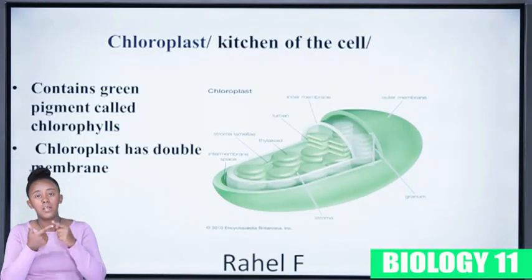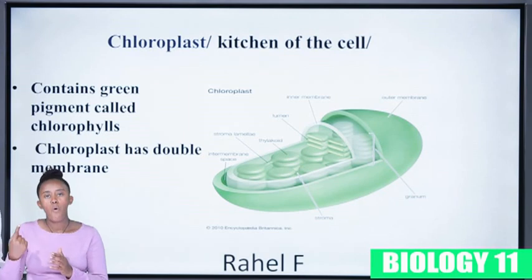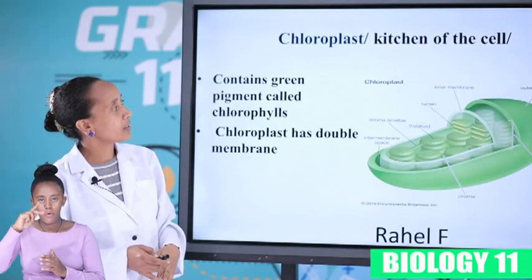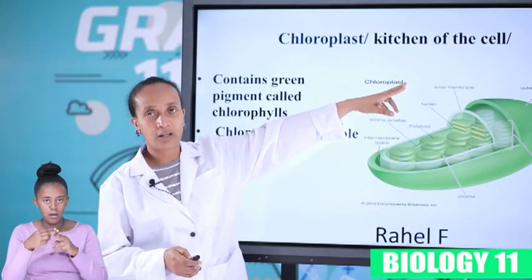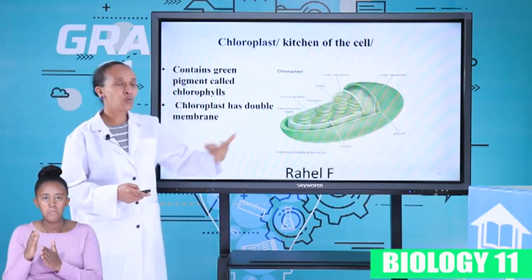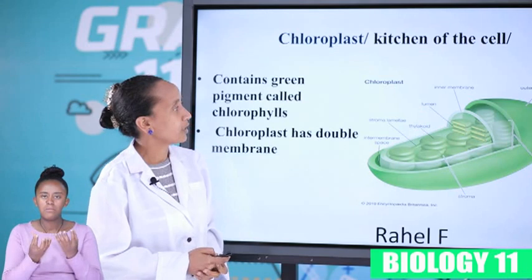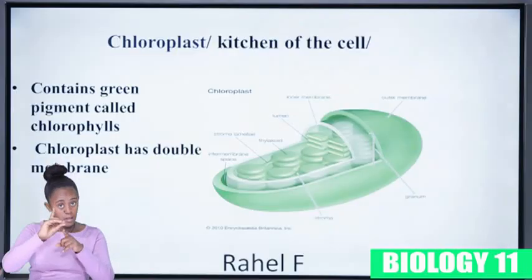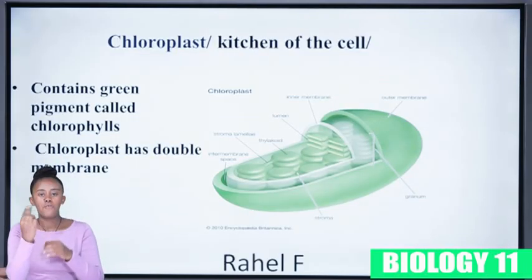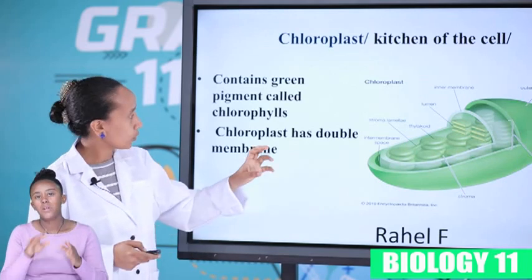The next structure is chloroplast. Chloroplast, its other name is the kitchen of the cell. Can you guess why we call chloroplast the kitchen of the cell? Okay, it is directly related with its function. Let's see the structure of chloroplast.